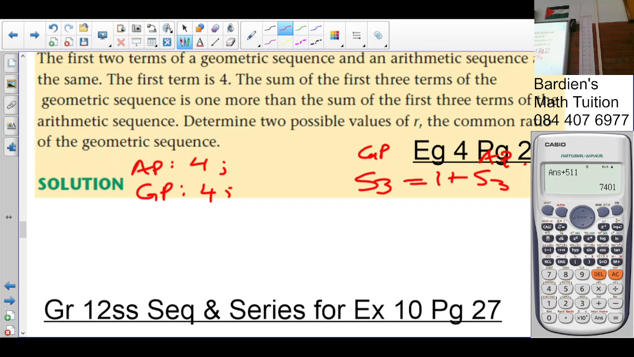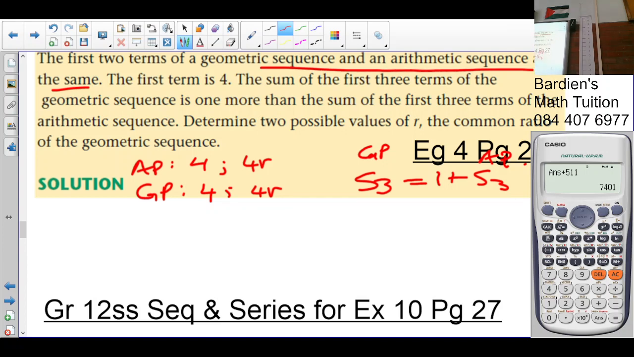Now I could have said the next term is going to be 4 plus D if it's arithmetic, and then this would have been 4 plus D because that's the same. But since they're asking with regards to R, I would rather say that it's going to be 4R as my common ratio, and because they're the same, that would also be 4R. Why is it the same? Because we have told you the geometric and the arithmetic sequence are the same. That is what I'm going on.